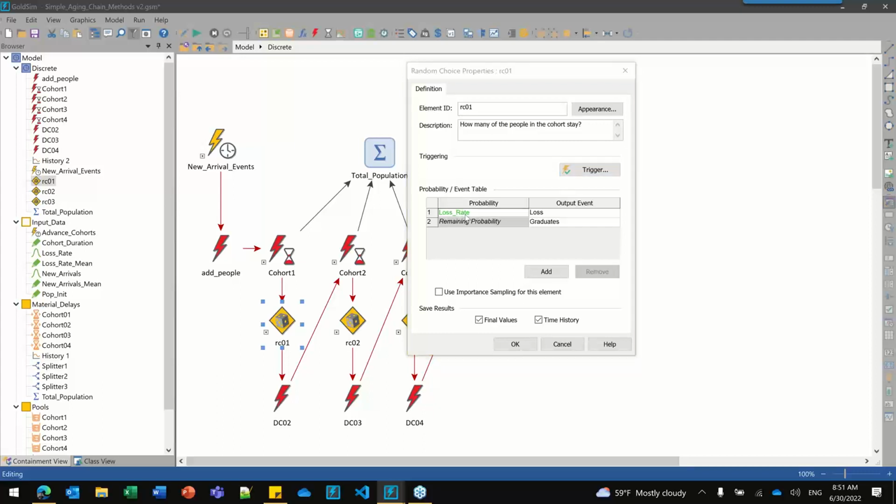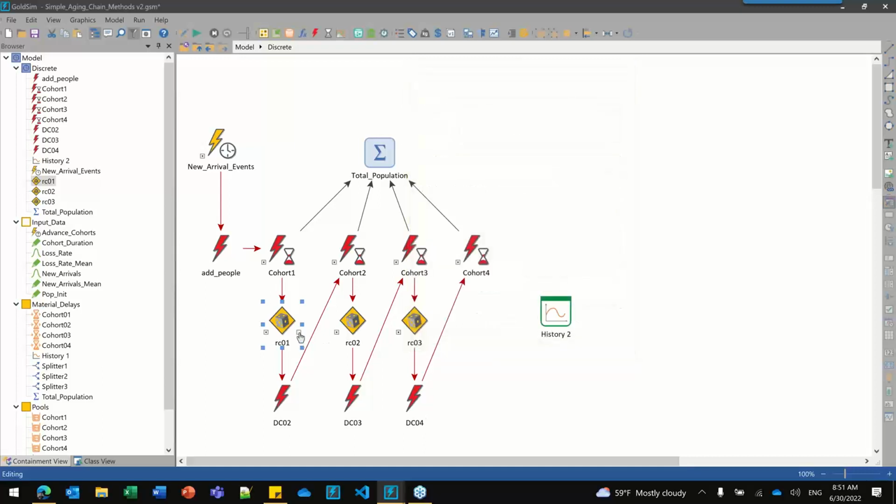And so we put the loss rate as just 1%. In this case, it's 10% still. And there's a 10% chance that this output occurs. And if you look at the output of this element, you'll see there are two outputs, loss and graduates. Those are the two we're interested in. Now, yeah, there is another output called last choice, but we don't really care about that. That's just what was picked last.